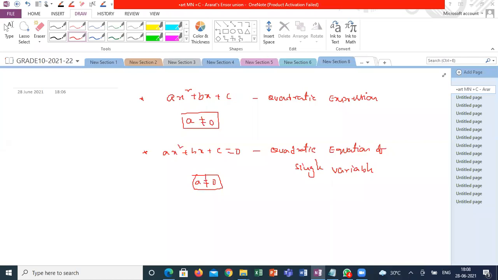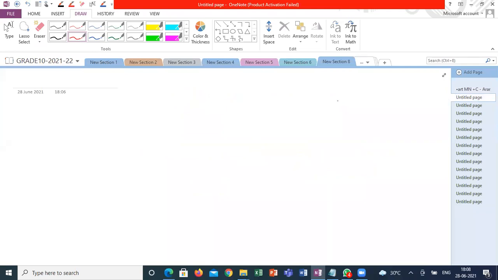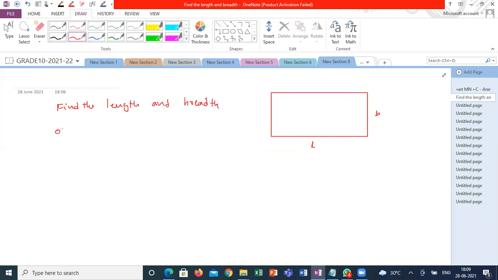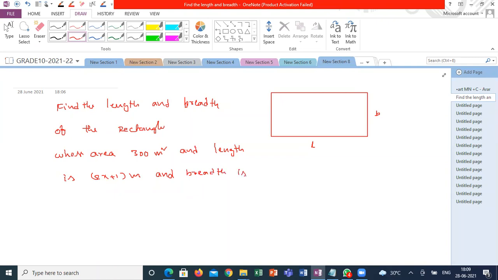Yes, sir. Suppose I have data like this, and I'm asking you to find the length and breadth of the rectangle whose area is 300 meter square and length is 2x plus 1 meter and breadth is x meter. How to solve this question?